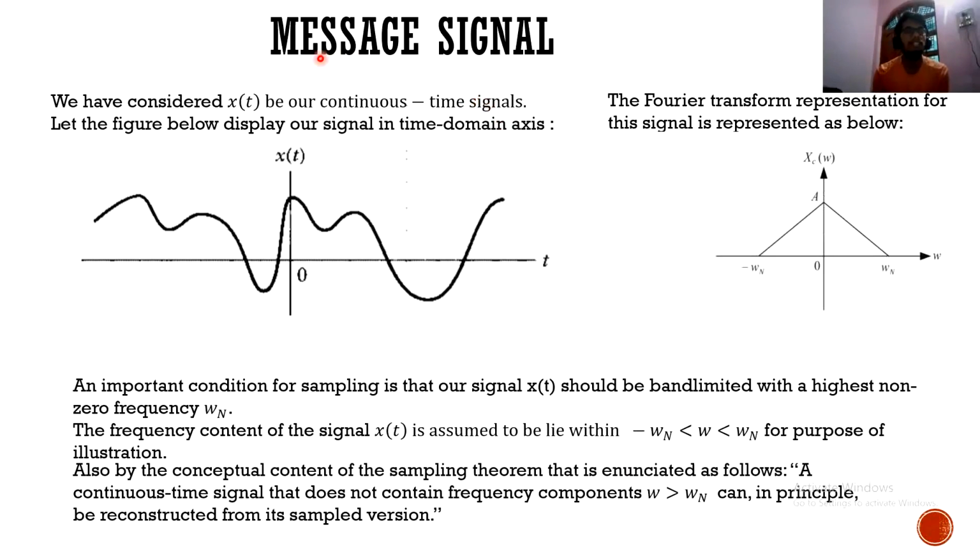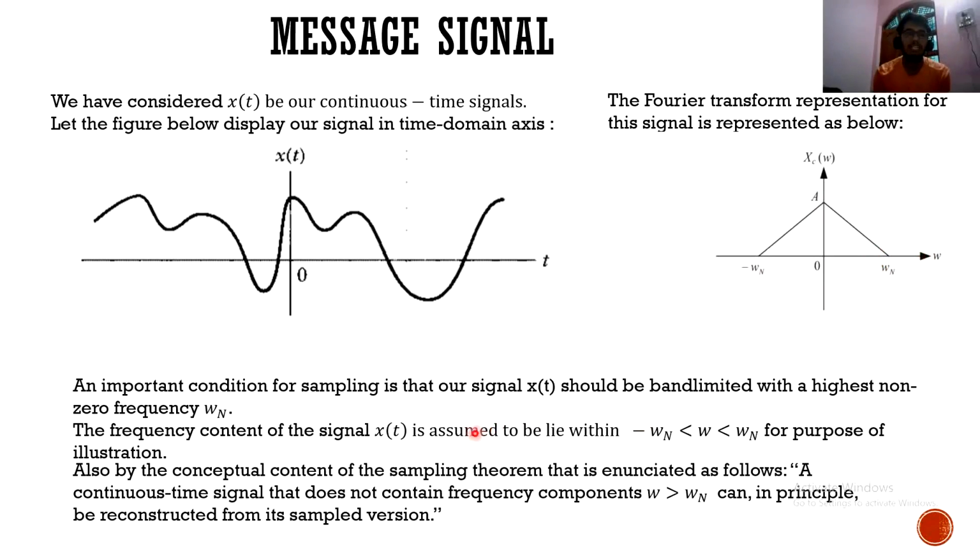Now the message signal is the signal we will use for sampling. This is the graphic representation of the continuous time signal. One important condition for this signal to undergo sampling is that it should be band limited, with a highest non-zero frequency omega N. Omega N can be calculated by performing the Fourier transform on this signal, which is obtained this way. For this transformed signal, we can see that omega N represents the highest non-zero frequency.